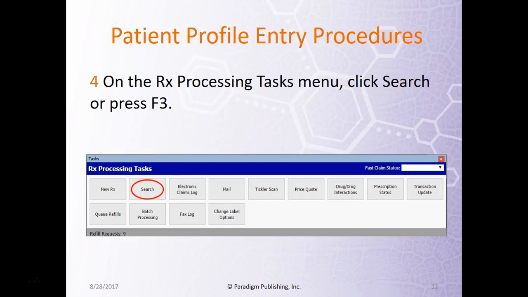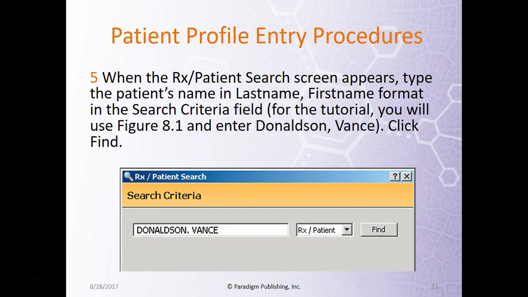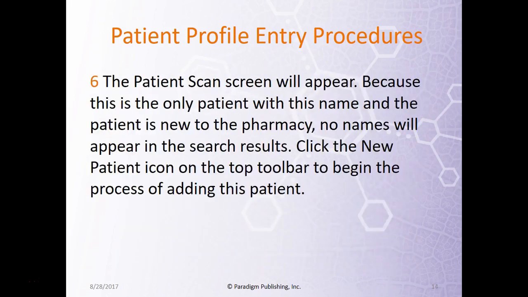Step 4: on the RX processing task menu, you're going to click search, or you can press the F3. When the RX patient search screen first appears, type the patient's name with their last name, comma, first name. Generally you're going to have a space between that comma and the first name. Click Find, and the patient scan screen will appear. Because this patient is the only patient with this name and the patient is new to the pharmacy, no names are going to appear in your results. So click the new patient icon on the top toolbar to begin the processing of this patient.